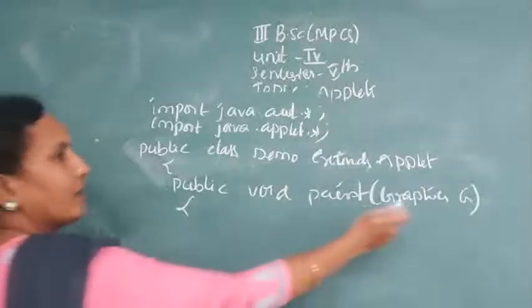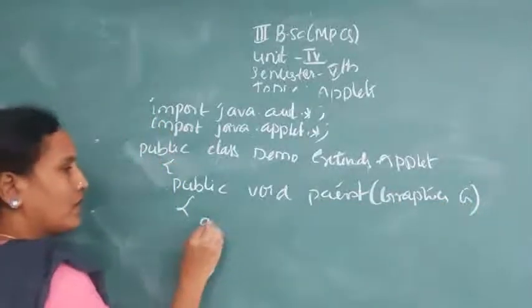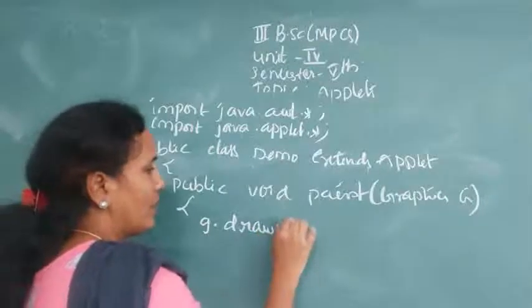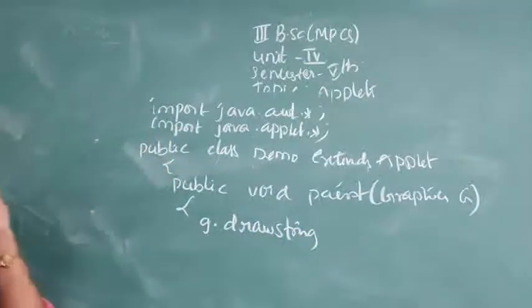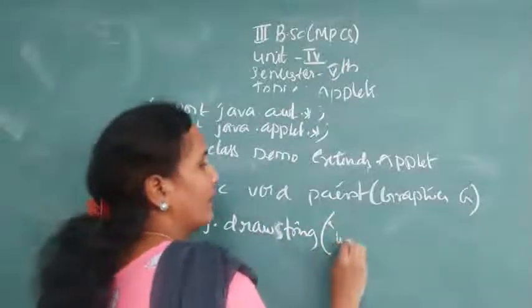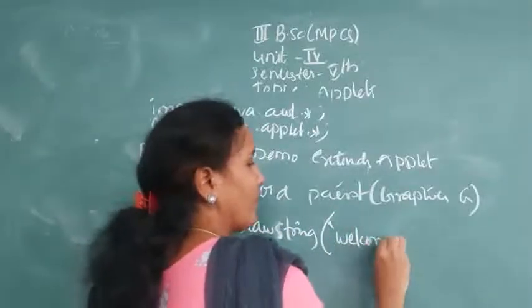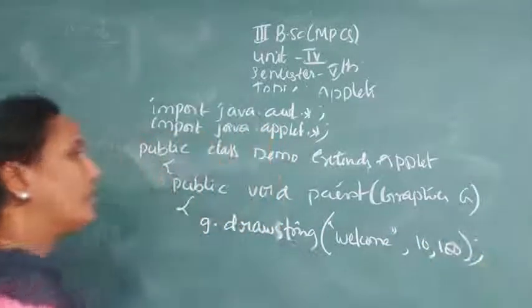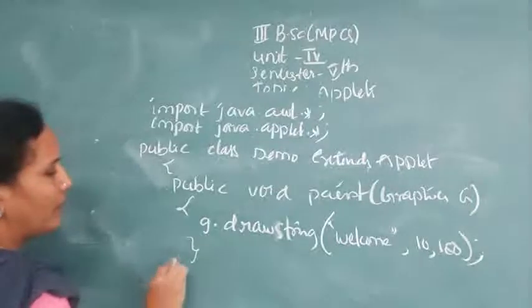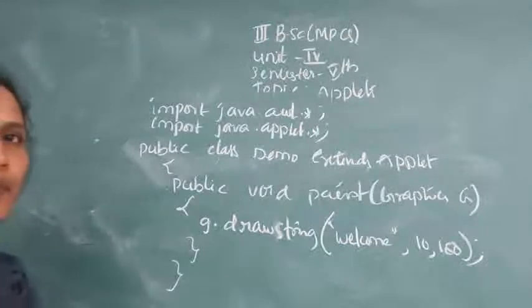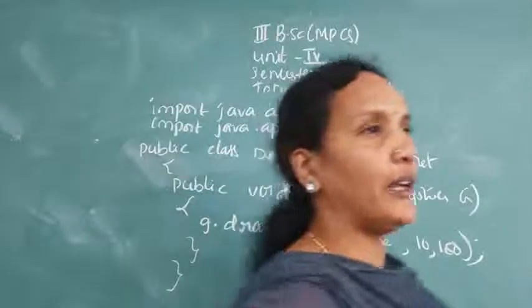Next, here this object is there now. G.drawString, D-R-A-W, drawString is a method. Okay, drawString is written with a capital S, and here we give a string, "Welcome", at 10, 100. This is a simple applet program.